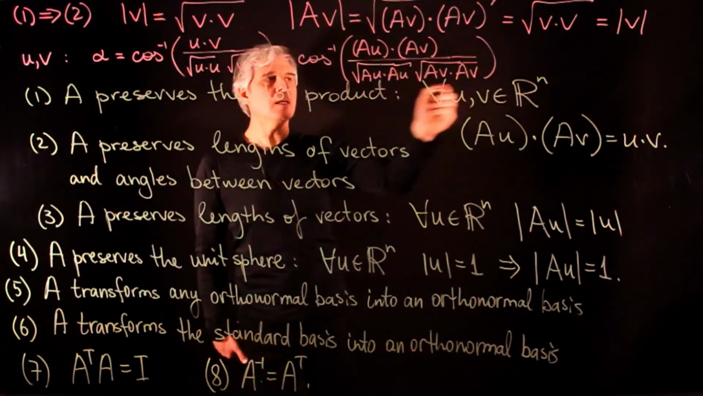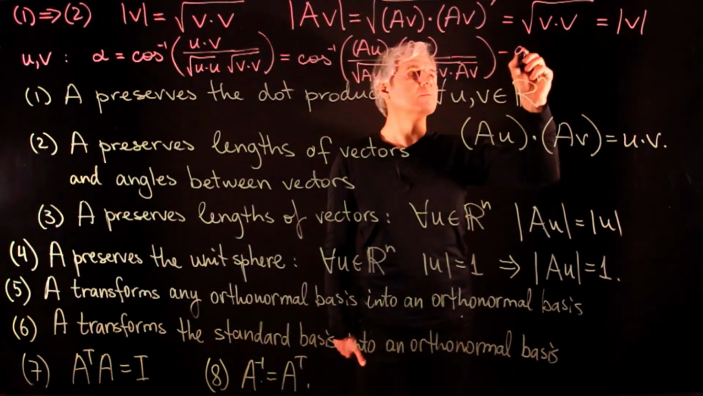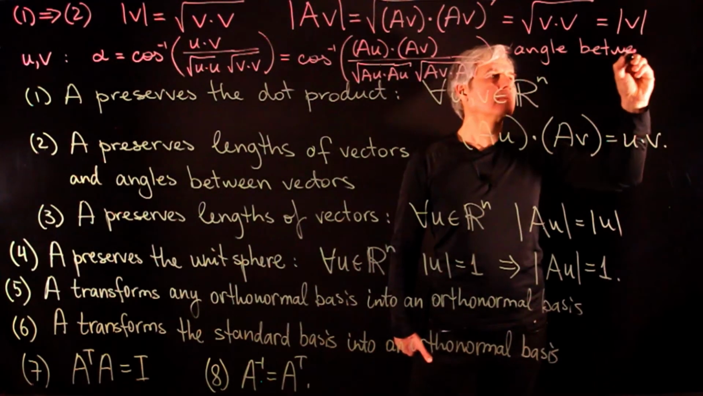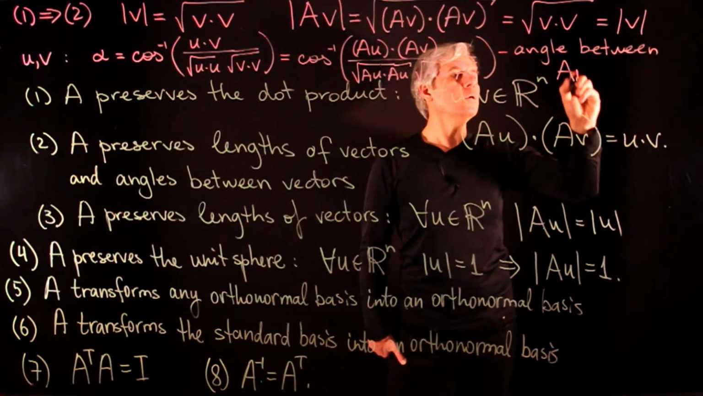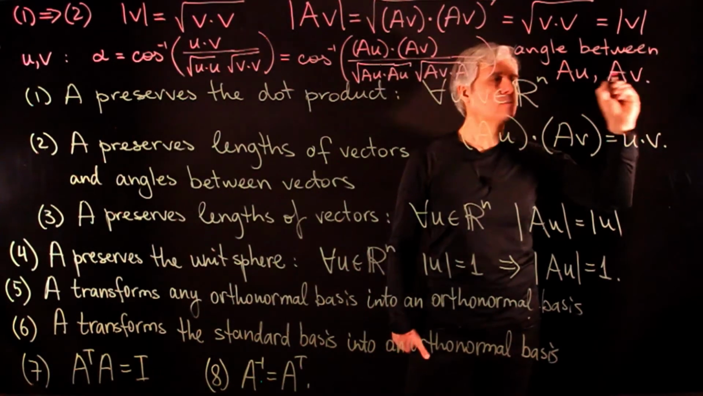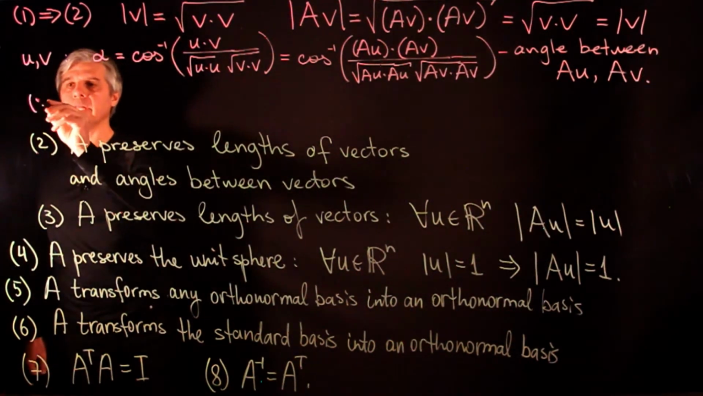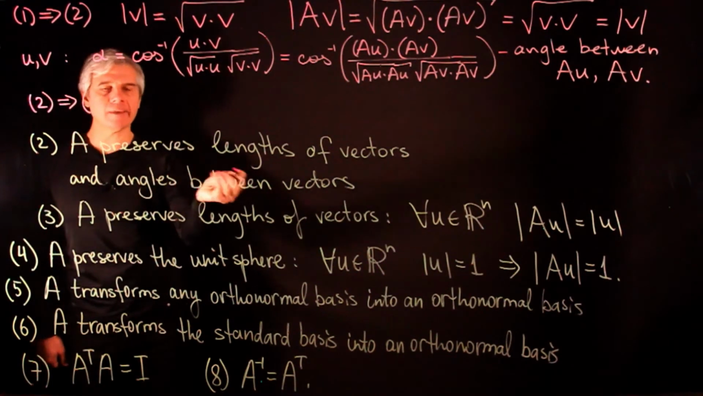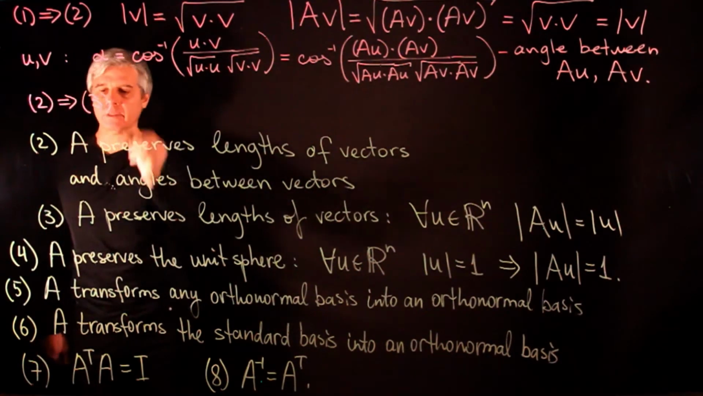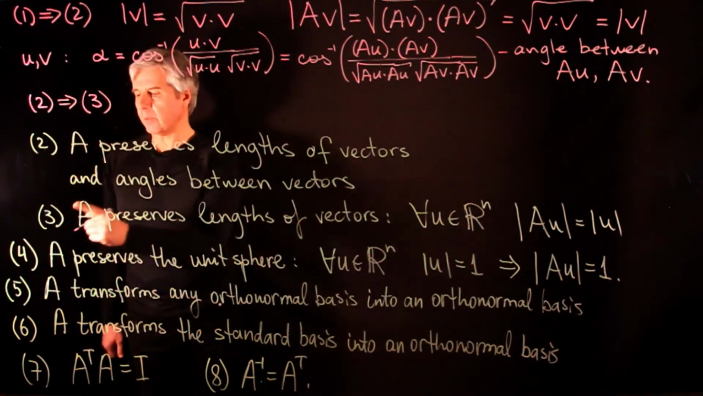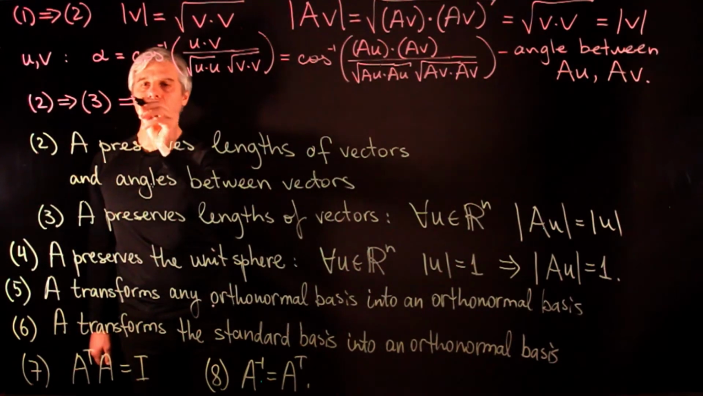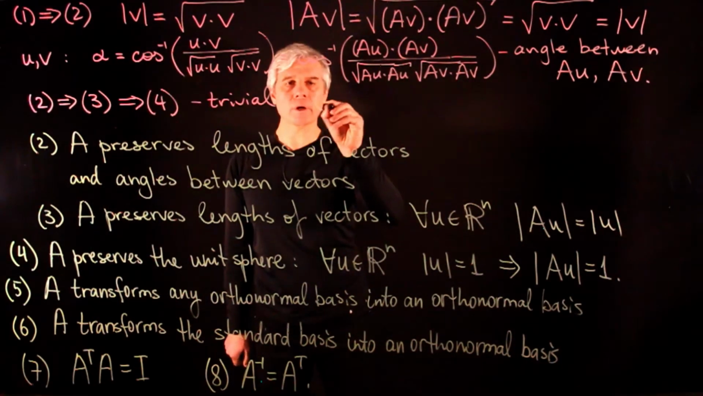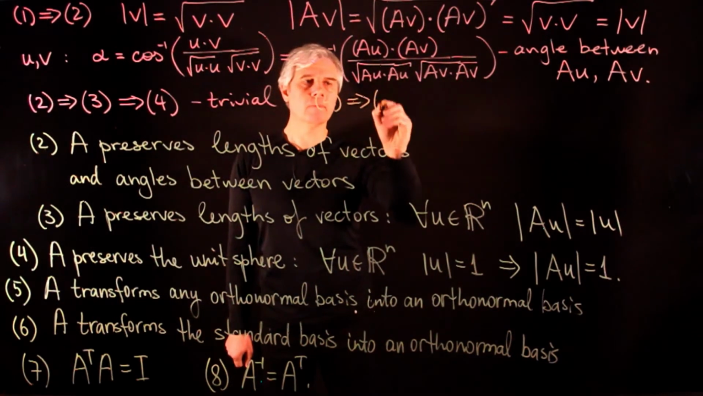But this is the angle between vectors AU and AV. Now, the fact that 2 implies 3 is trivial, because if A preserves both lengths and angles, it certainly preserves the lengths of vectors. Likewise, it's immediate that 3 implies 4. Let us show that 4 implies 3.